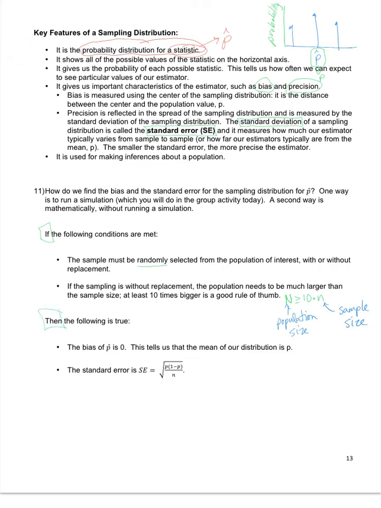The bias of p hat is 0. This tells us the mean of our distribution is p. This is a big result here. It also tells us that our standard error, which we're going to abbreviate with SE, can be found with this formula or this calculation. And you should check your formula sheets to find this where it's listed. So you find the standard error by taking p times 1 minus p, dividing by your sample size, and then taking the square root. Okay, and last reminder here again, standard error is just the name of the standard deviation for a sampling distribution.